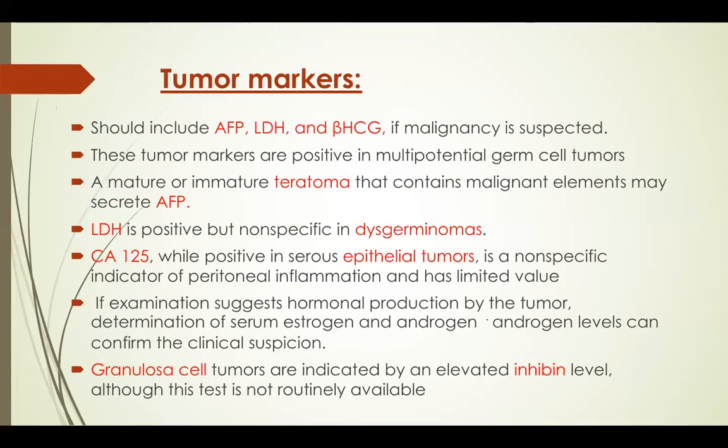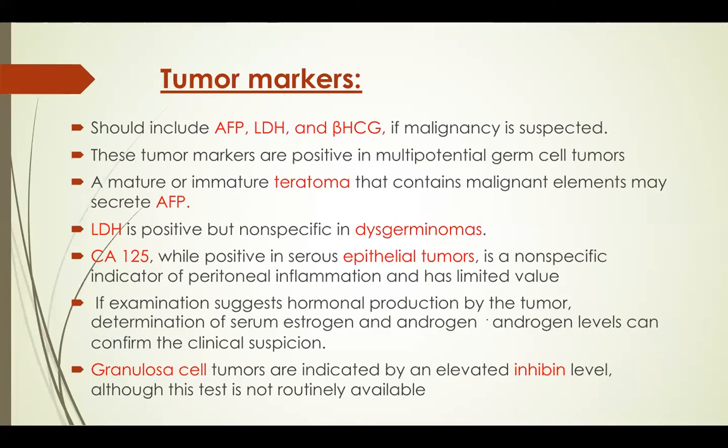Then one important thing in the investigations in this age group is the tumor markers. As we said, because most of the masses in this age are not functional cysts or physiological cysts, and some of them produce some tumor markers that help us or guide us to reach a diagnosis. Tumor markers should include alpha-fetoprotein, LDH, and beta-HCG if malignancy is suspected. These tumor markers are positive in multi-potential germ cell tumors. So mainly we are looking for germ cell tumors.